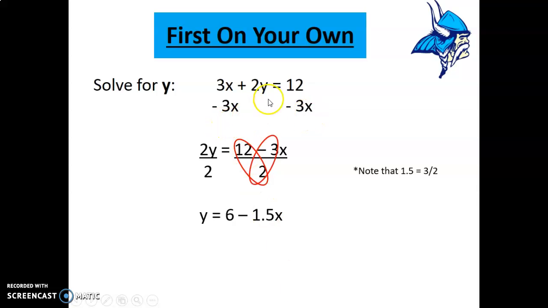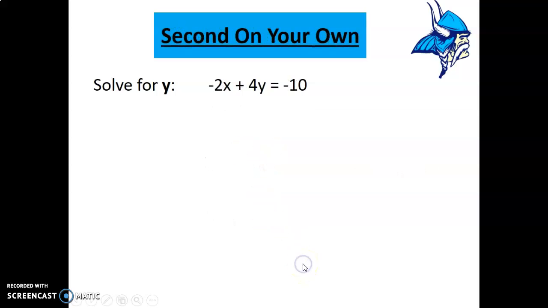I identify my term that I'm isolating for y. I move the other term beside it to the opposite side of the equal sign, and I divide by my coefficient 2. The final step is to simplify these terms on the right-hand side, 12 over 2 and negative 3 over 2.